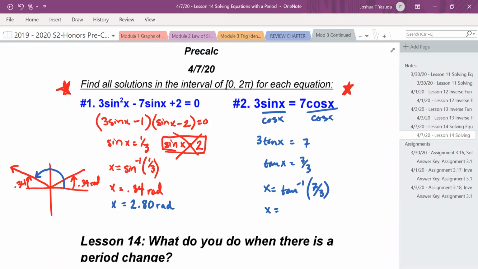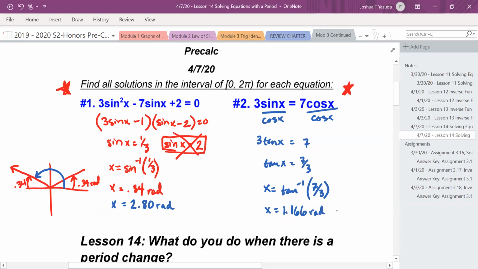I don't know if everybody else is getting the same thing, but I got 1.1. Oh, let's admit Aiden. Aiden, how are you feeling? Yay. Hopefully Aiden's doing good. 1.166 radians. Okay. All right.